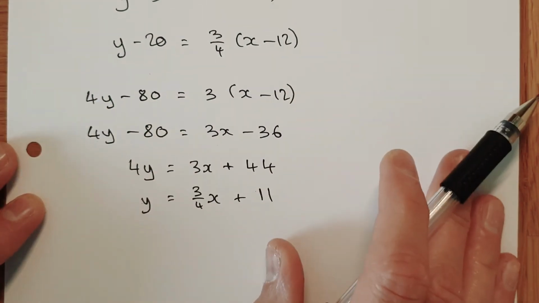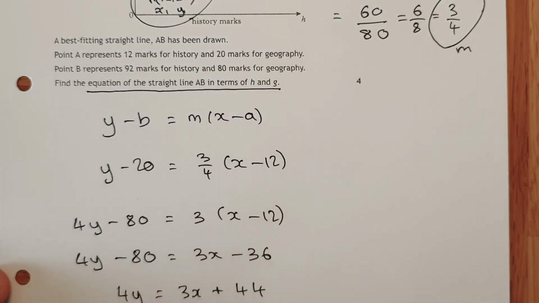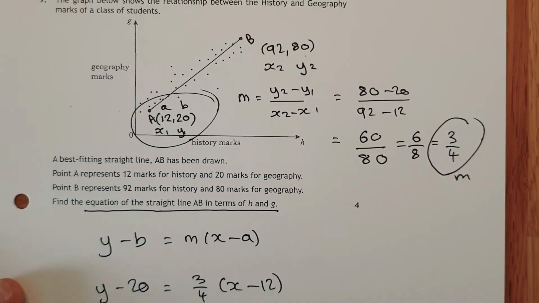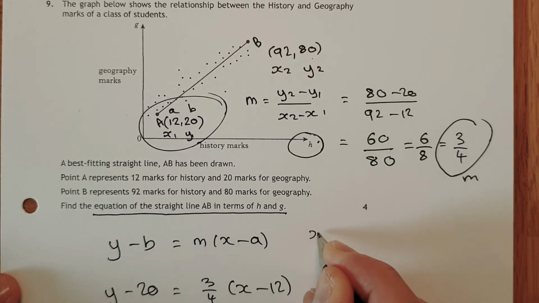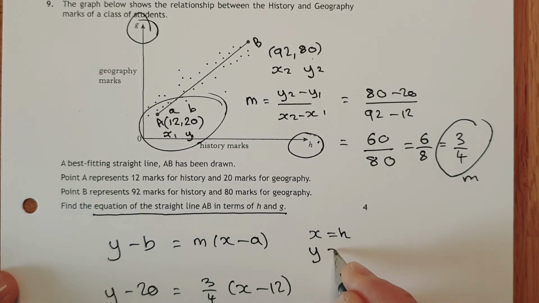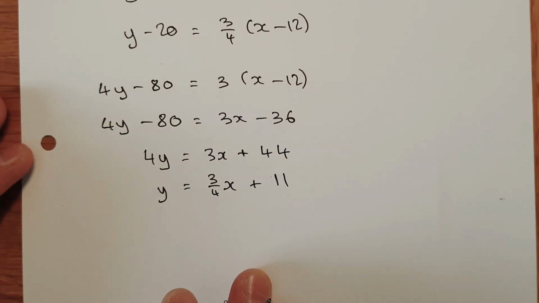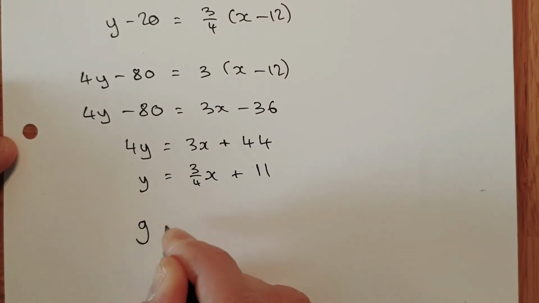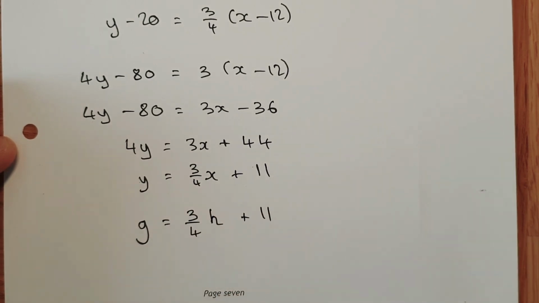Now, it does tell me in the question here that I have to give the answer, the equation of the straight line, in terms of h and g, whereas I've got y and x just now. So looking at what would normally be the x-axis is h, so x is h, and your y-axis is g, so the y value is going to be in terms of g rather than y. So I'm going to change all the x's into h's and the y's into g's. So the equation of the line, therefore, is going to be g equals 3/4 of h plus 11.